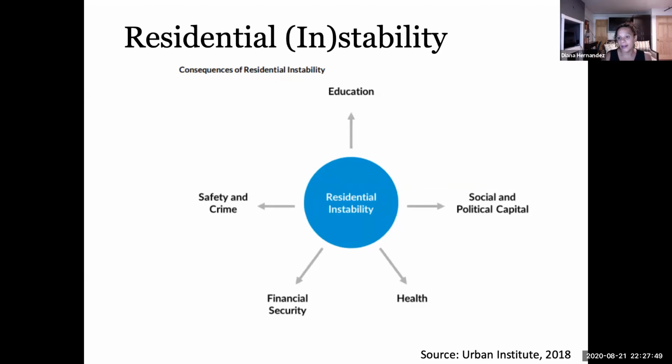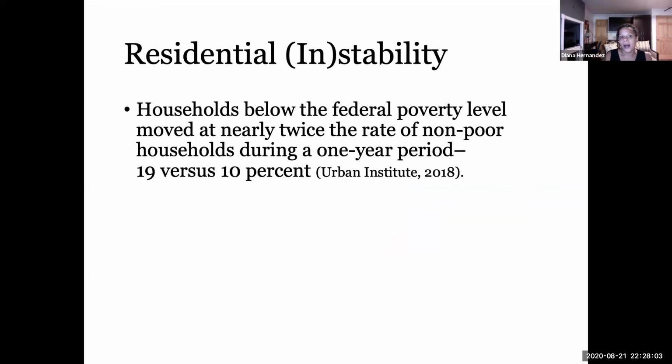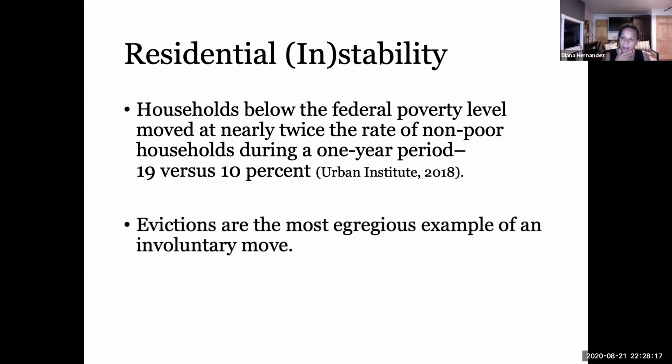But with that come these losses: the losses in educational continuity, in social and political capital, in health and access to healthcare providers, financial security, safety, and crime. So households below the federal poverty level moved at nearly twice the rate of non-poor households during a 1-year period, 19 versus 10%, really showing the connection between poverty and mobility.